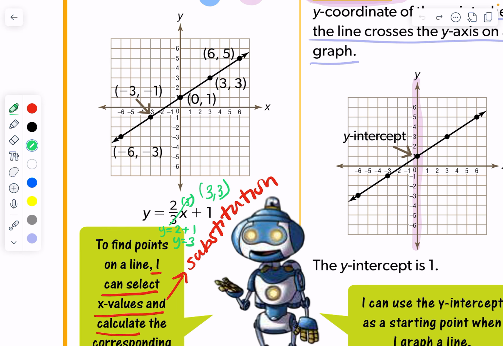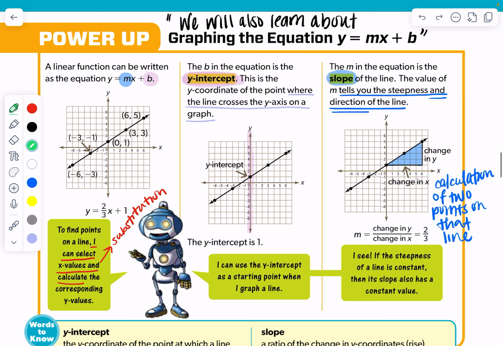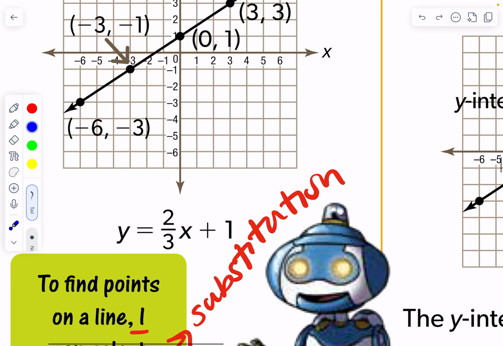So they're telling you that you can use substitution, any digit for x, to find any digit for y, as long as you have the equation already, okay? The other thing that they tell you is the b in the equation is the y-intercept. This is the y-coordinate of the point where the line crosses the y-axis on a graph. So in this example here, whatever is being added to your slope or subtracted from your slope is called your y-intercept.